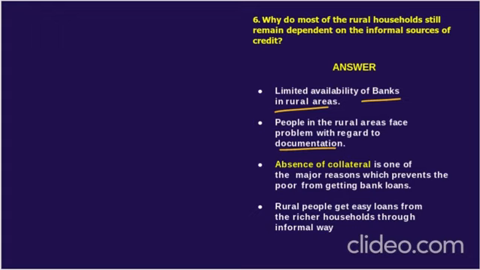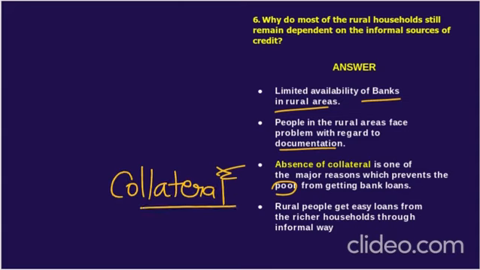Now, absence of collateral. Collateral absence is one of the most major reasons why the poor people are avoided from getting bank loans. Bank loans are not given to the poor. Why? Because of the absence of collateral. Due to which the poor suffer.